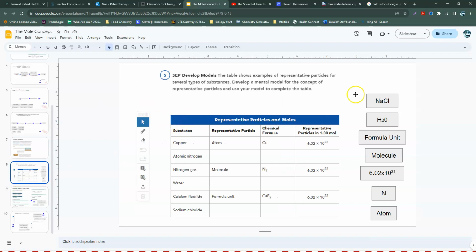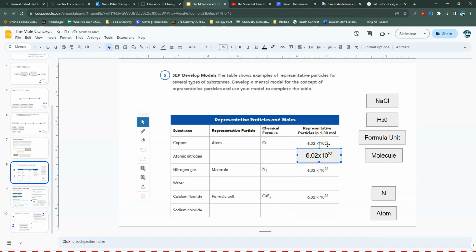So this chart right here is the next thing that you fill out. We're looking for the representative particle, so atom, molecule, or formula. And we've got those boxes over here, so you're going to match that. And then all of these, I'll give you a clue, these are all going to be 6.02 times 10 to the 23rd, so you can just copy and paste those, because we're looking for a mole for every single one of these, and then you're just going to identify what the chemical formula is for nitrogen, water, and sodium chloride. So you put those in there.